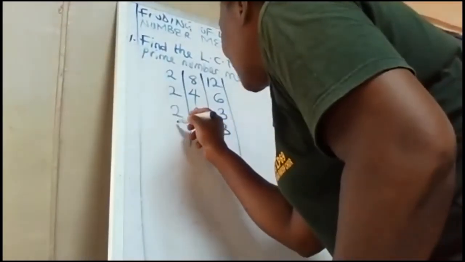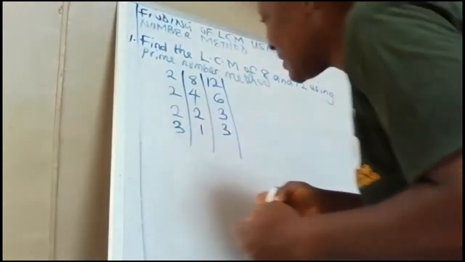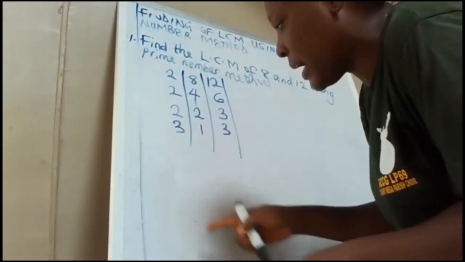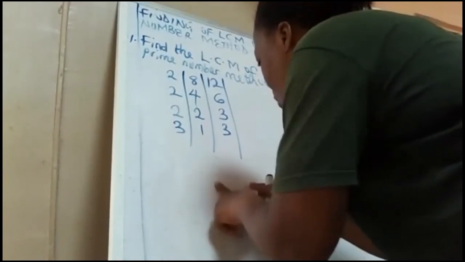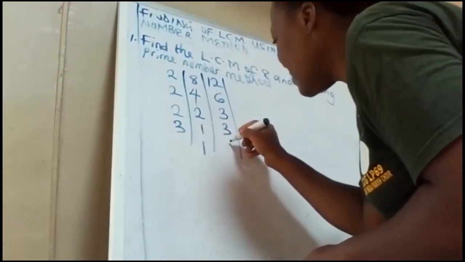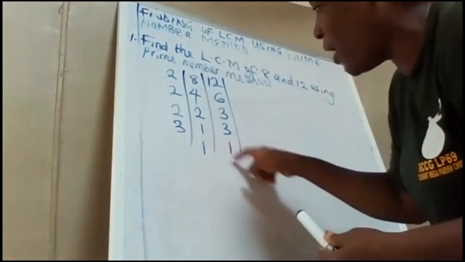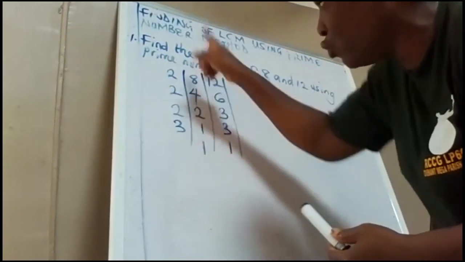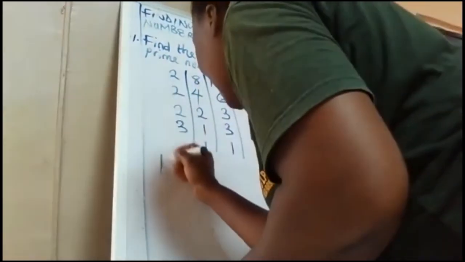I will pick the next one, which is 3. How many times will I see 3 in 1? If I put 1, can I see 3 in 1? It's not possible. I'll write 1. 3 in 3, 1 time. I have got to 1 now. Now, what are the prime numbers that I've used?